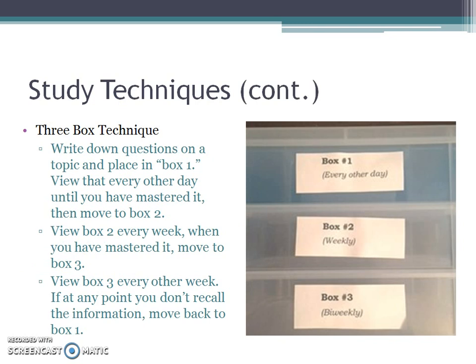There's another technique called the 3-box technique. So if you are going to be writing down flashcards or different types of quiz questions on certain content, you can write that down and put that in box 1. And then every other day you want to pull out all those cards that are in box 1 and start to see if you can recall that information. When you've mastered that, go ahead and move it to box 2, which means then you would look at it about once a week. Okay, and then if you've mastered that, you can move it to box 3, where you'd look at it every other week. Okay, but if at any point in time you pull a card out or any information out of box 2 or box 3, and you don't really recall that information, put it back in box 1 so you can master it again. Okay?